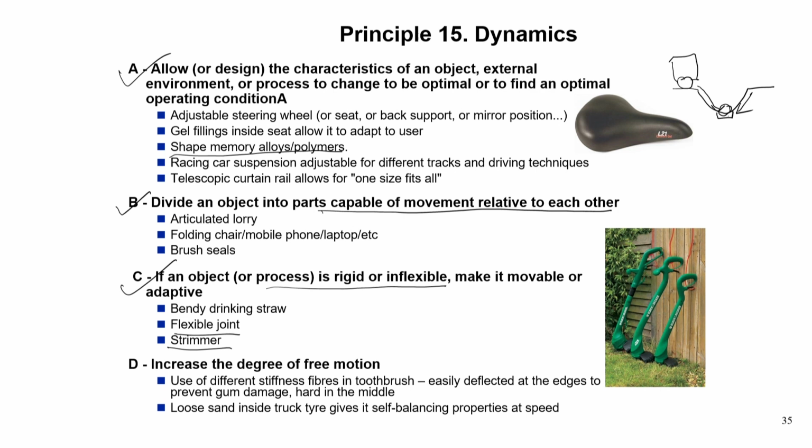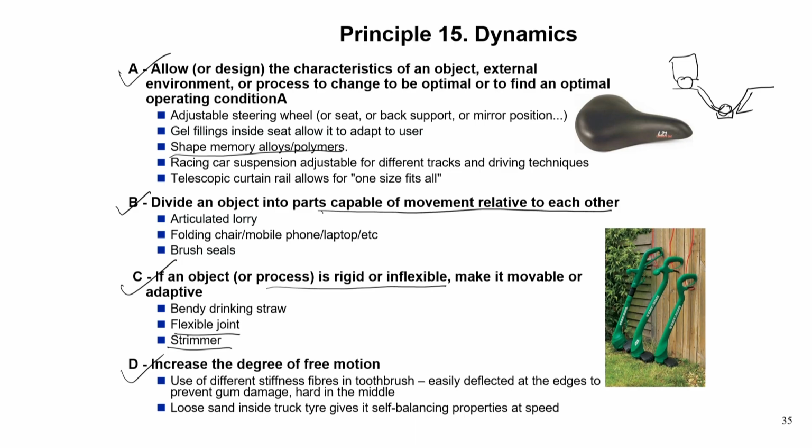Increase the degree of free motion. We measure this in terms of degrees of freedom. Suppose the system originally has 1 degree of freedom, you add additional DOF, like 2 DOF, 3 DOF, etc. So, that is another way of introducing dynamics in the system.